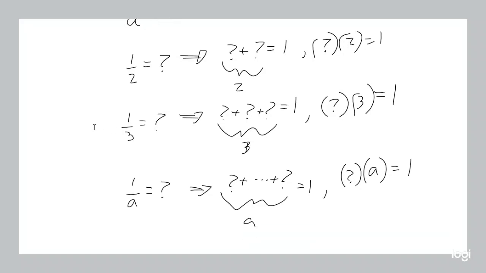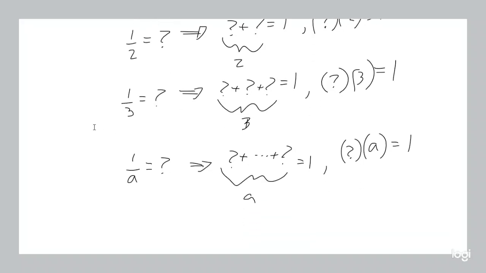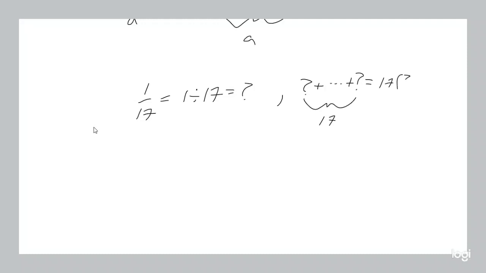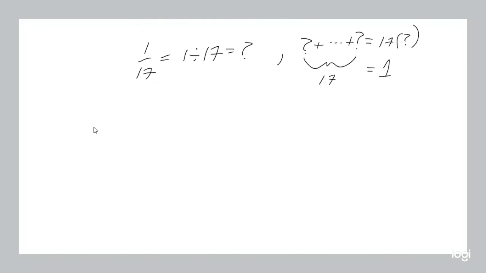Okay, 1/2 is 1 divided by 2. It's the thing that you need 2 of to get 1. 1/17 is 1 divided by 17. It's the thing that you need 17 of in order to get 1. Every other fraction is just a multiple of a fraction like that.